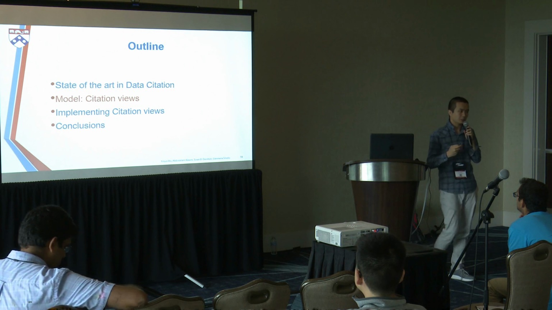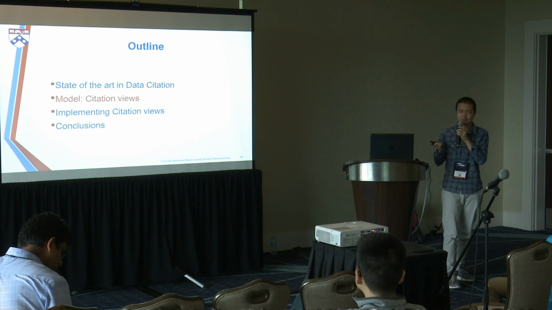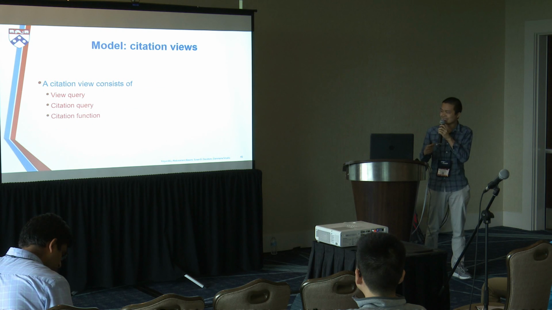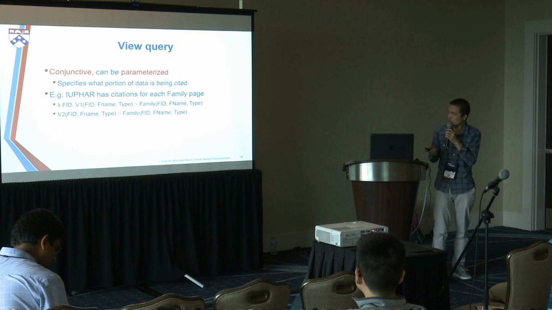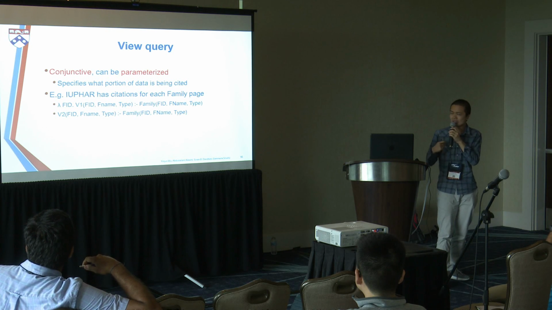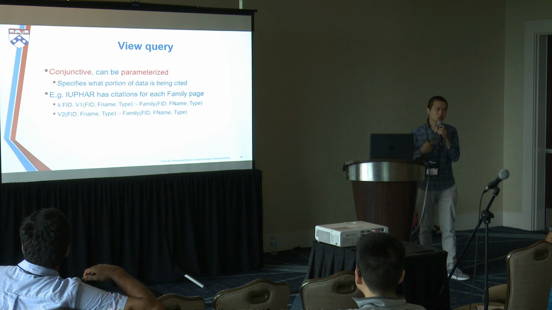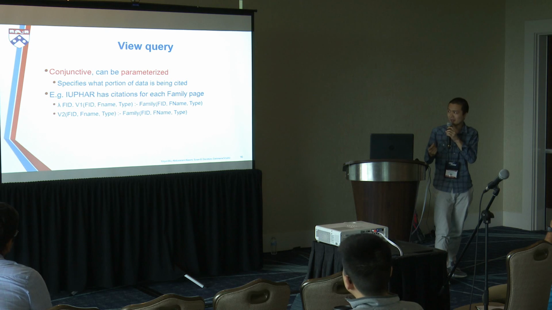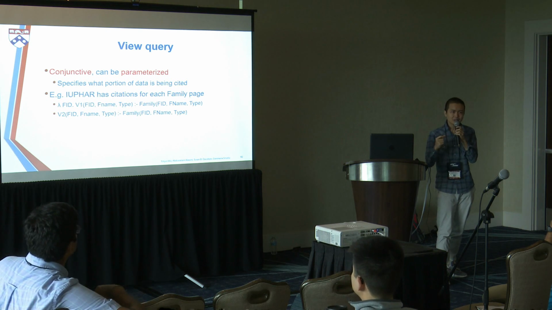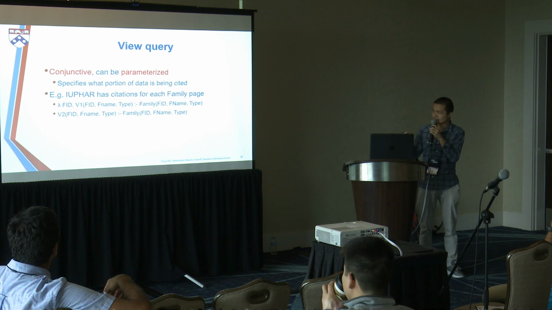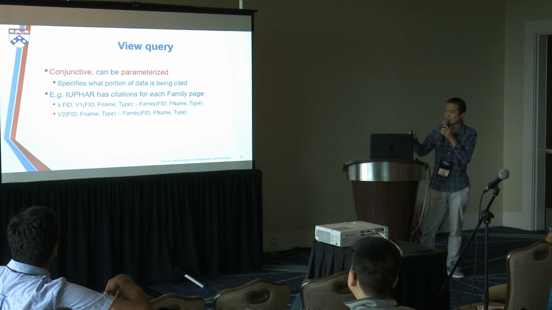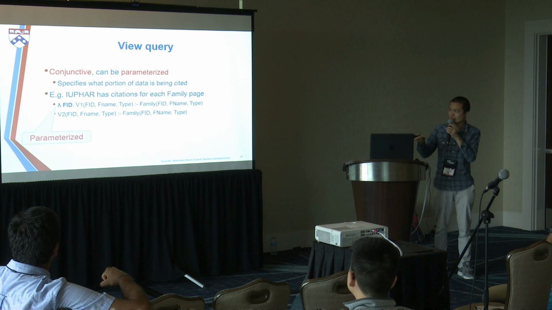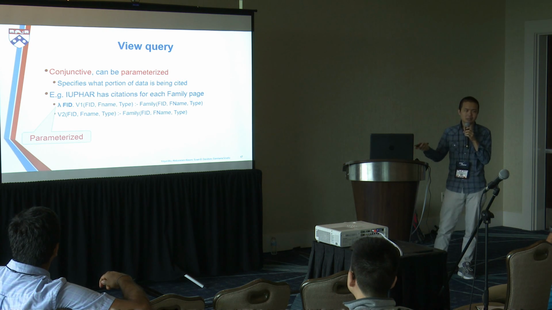For this problem, we designed a model which is based on one concept called a citation view. A citation view is a triple which consists of a view query, a citation query, and a citation function. The view query is used to specify what portion of data is to be cited. In this work, we only explore the case when the view queries are conjunctive queries and possibly parameterized. For example, for the family page that we have seen in the previous example, we can define the following two view queries over the family relation in the IUPHAR database. The first one is parameterized by the family ID, while the other one is unparameterized.